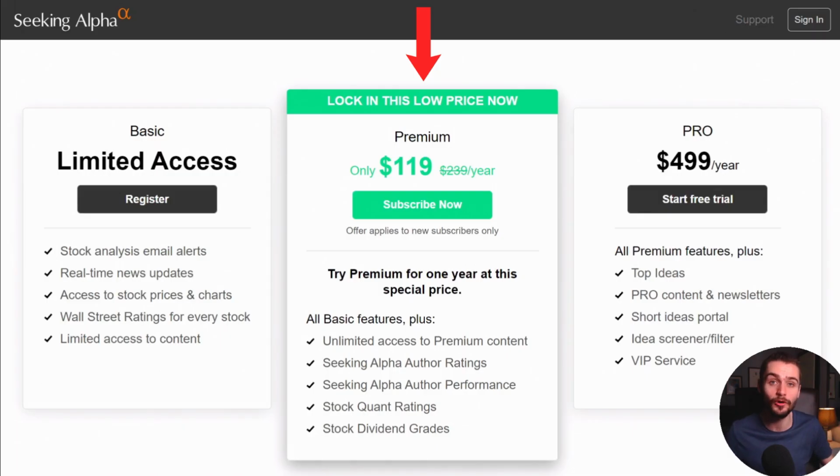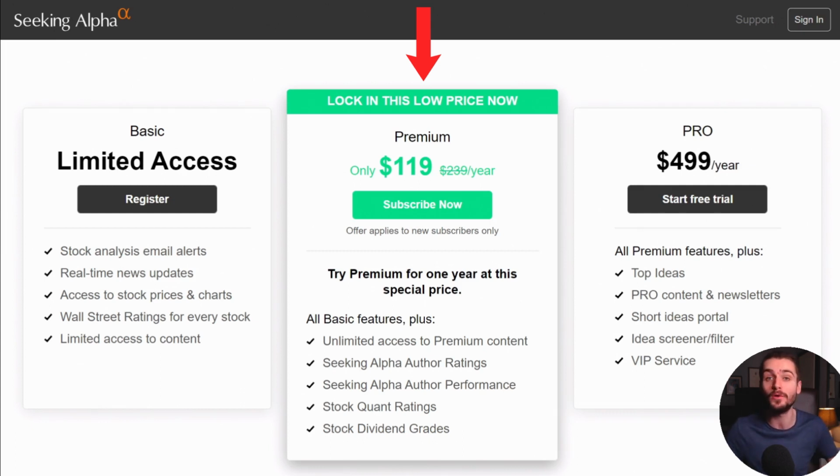Then you have the premium version of Seeking Alpha, which is the version that I use. This normally comes in at $239 per year, which is just under $20 or €19 per month. However, there's currently an offer available for new subscribers where the first year with Seeking Alpha will cost $119. That's just under $10 or €9 per month. Effectively, this is a 50% off deal which applies exclusively to new Seeking Alpha subscribers.